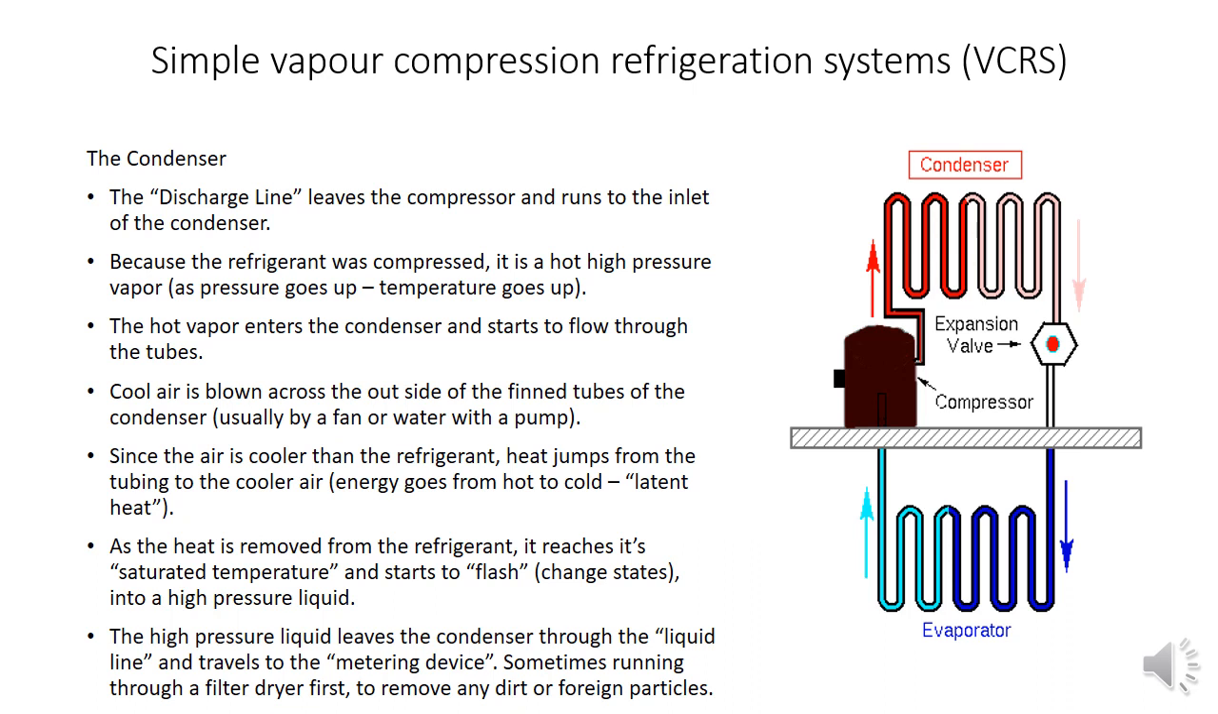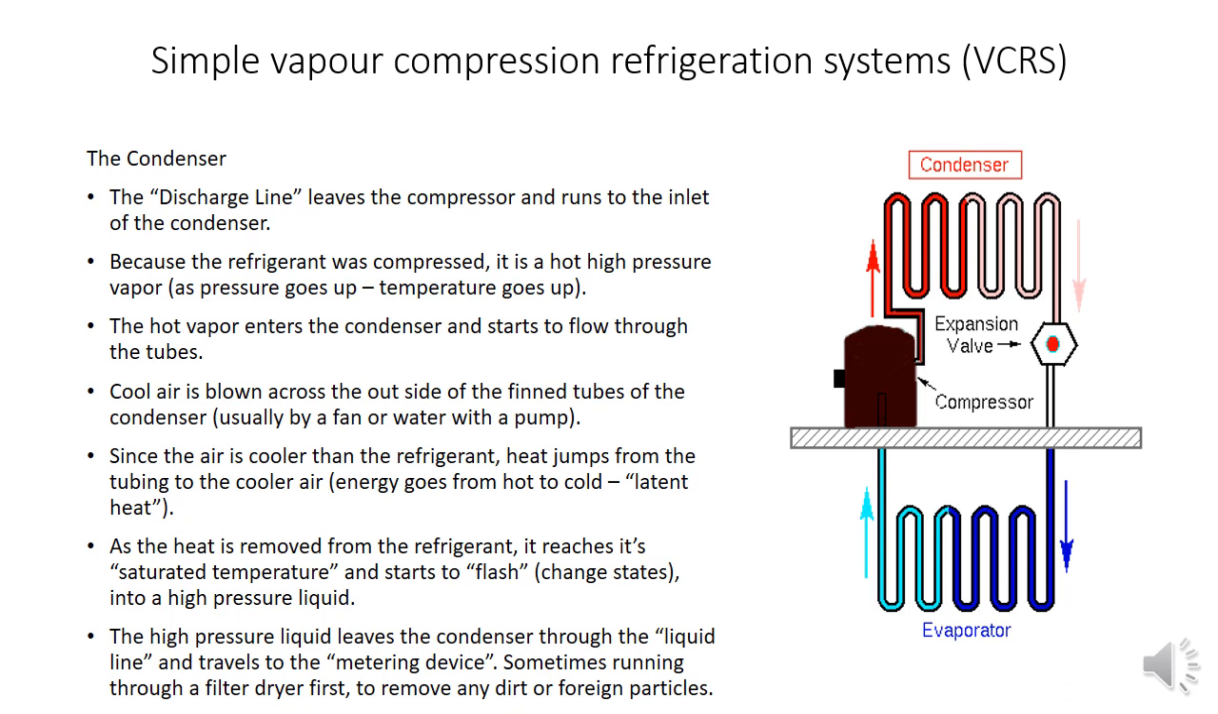So the condenser is nothing but a heat exchanger. Cool air is blown across the outside of the fin tube of the condenser. Since the air is cooler than the refrigerant, heat jumps from the tubing to the cooler air. Basically energy goes from hot to cold, the simple fundamental of latent heat. So as heat is removed from the refrigerant, it reaches the saturation temperature and the state changes.